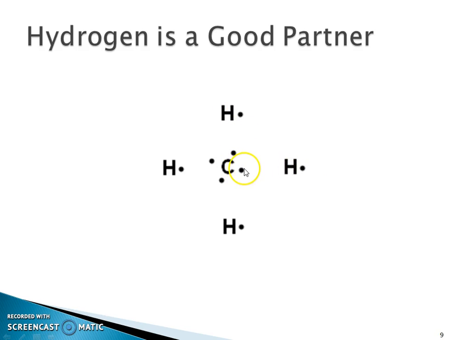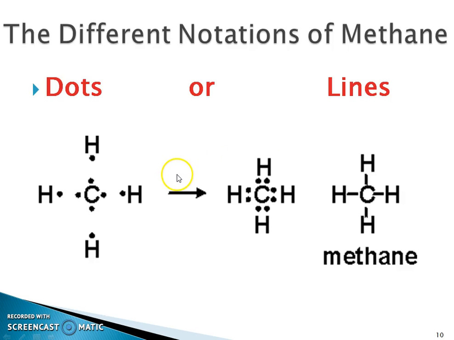Another hydrogen is going to use this electron. Another hydrogen is going to bond here, and this one's going to be attracted to this electron. So what happens is you may use dots or lines to represent this compound called methane. You can use dots, you can use lines, and they both represent this compound, meth and then ane. And it's going to be really important to remember these prefixes and endings for these compounds.